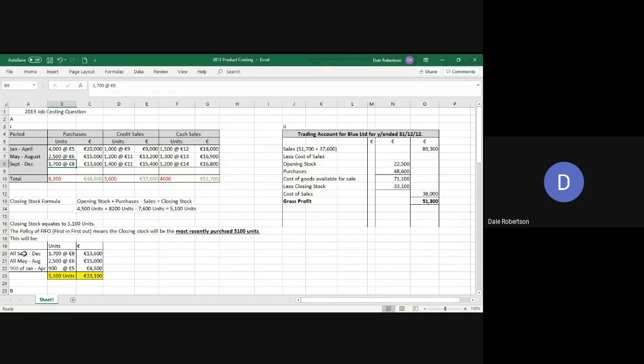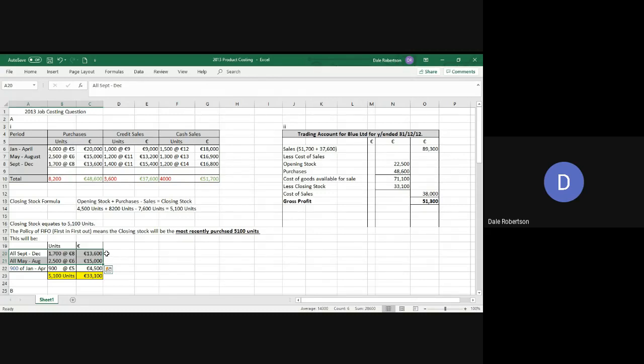So you're going to take all of September and December's numbers, which is 1,700 by 8. This information here, we've just replicated it here. And you're going to take all of May to August. And now you are up to 1,700 plus 2,500 is 4,200 units. We still need to get to 5,100. So you need to even delve into this 4,000, not entirely, but you need to take 900 of those at €5 each. And 900 by €5 is 4,500.